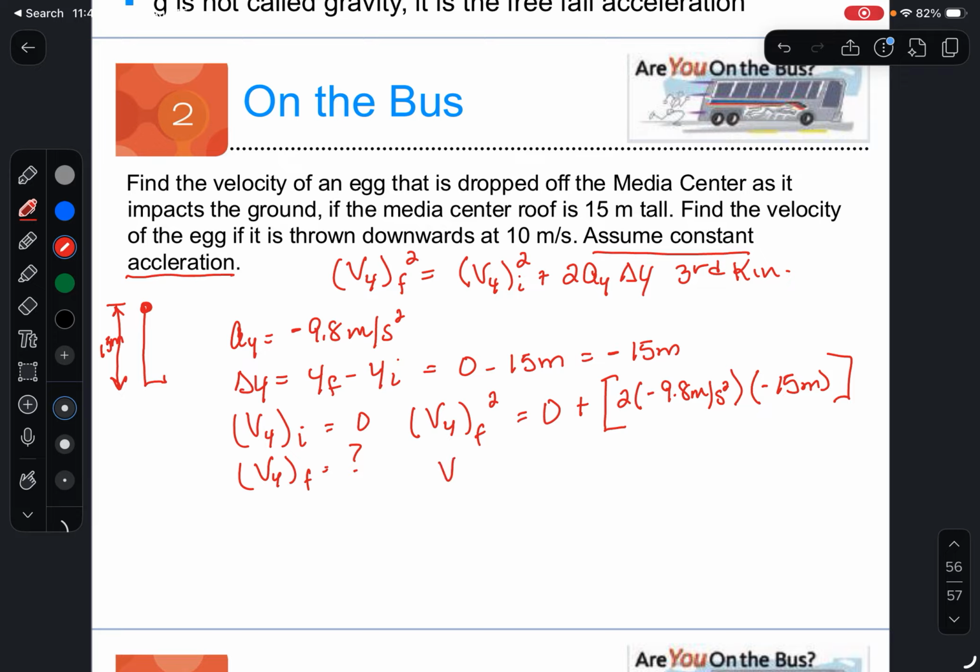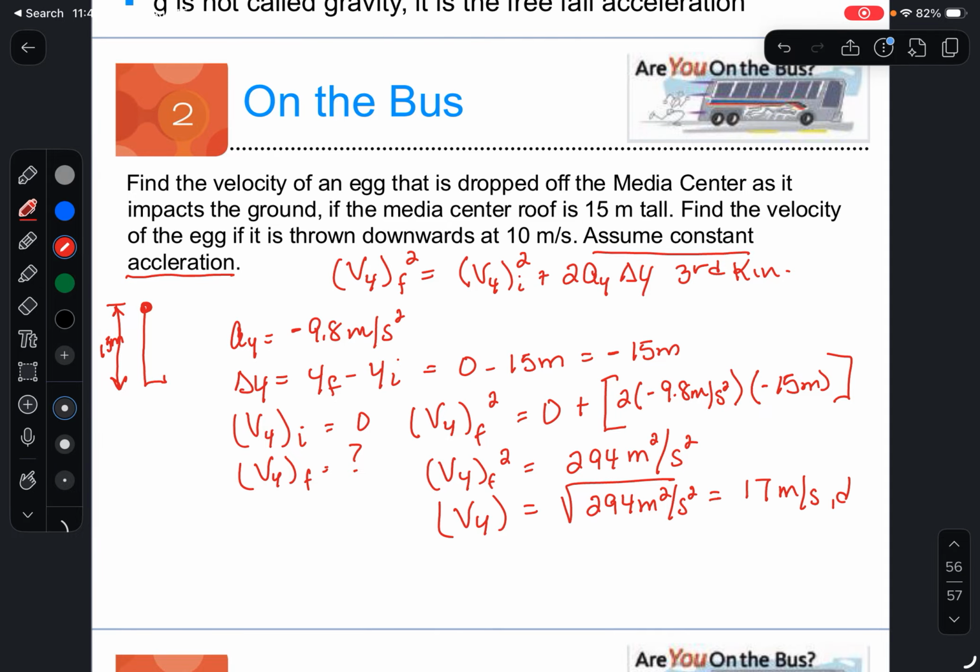So we have Vy final squared equaling 294 meters squared per second squared. Now I only want Vy, so Vy is going to equal the square root of 294 meters squared per second squared, which is going to be 17 meters per second, and it's going down.